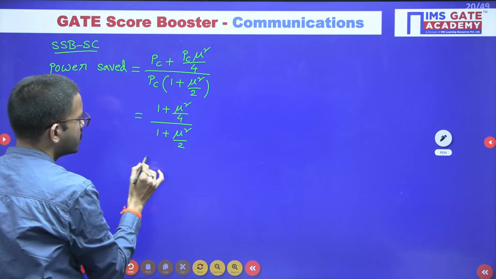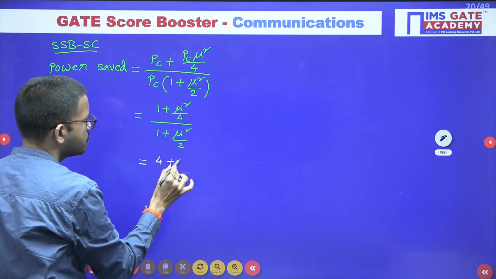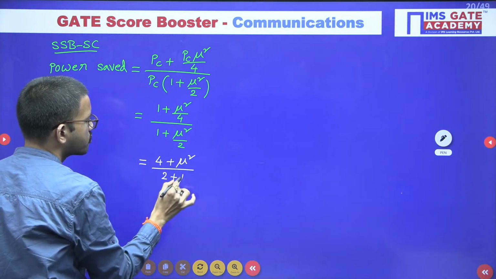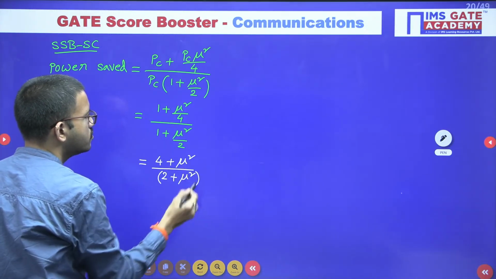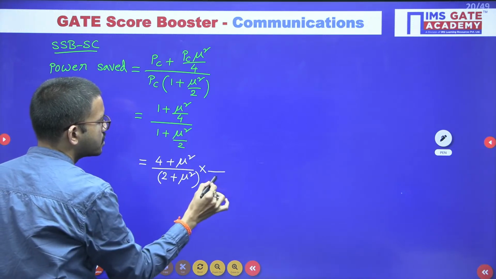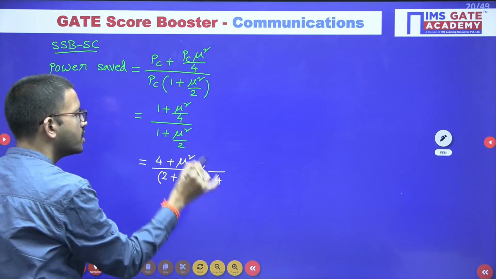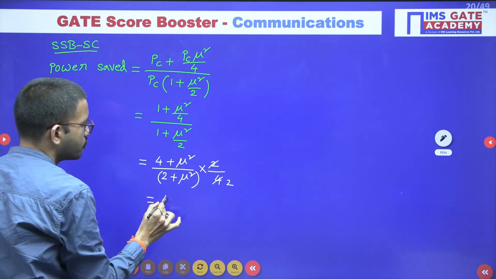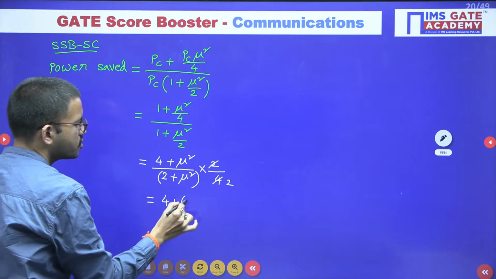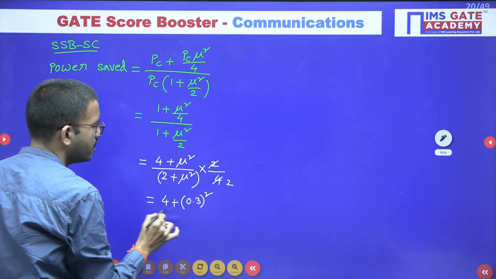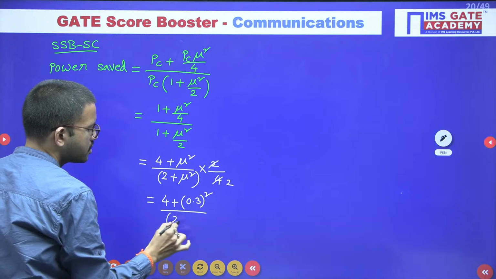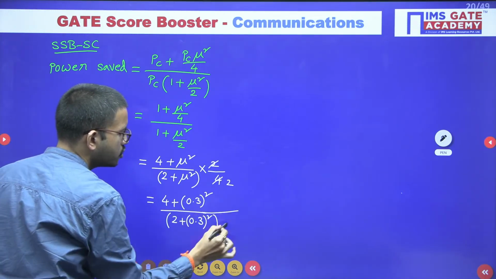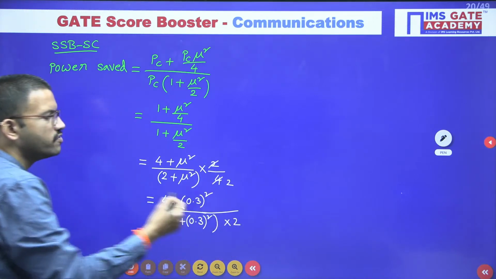Okay. Now if you want you can do further simplification. 4 plus mu square divided by 2 plus mu square into this denominator. You are having 4 here. This 2 will go into the numerator. So that means here in the denominator you are getting 2. So 4 plus mu square. Mu square is 0.3 whole square divided by 2 plus 0.3 whole square into 2. So just do the simplification.